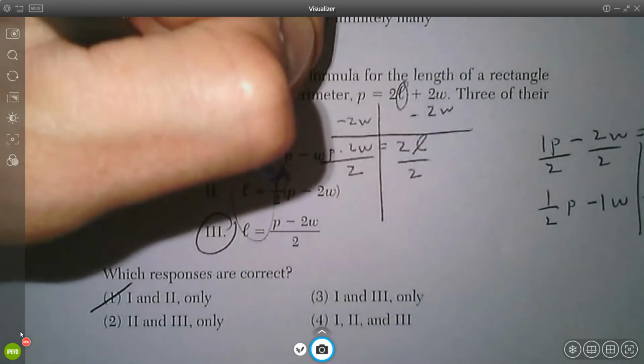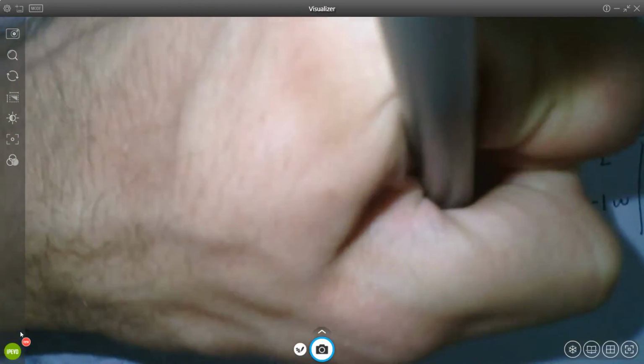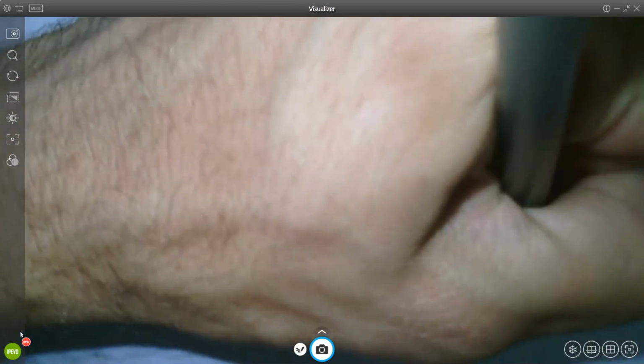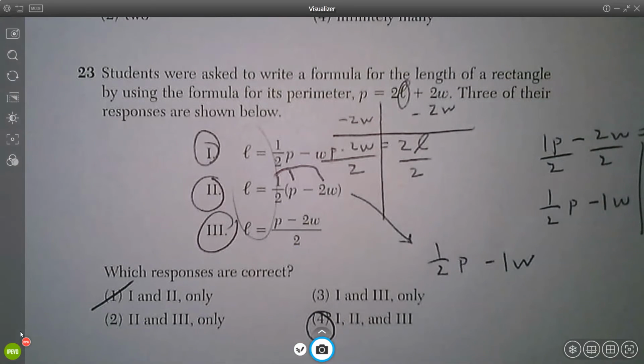And for choice 2, if you go ahead and distribute, 1/2 times P is 1/2 P. 1/2 times negative 2 is negative 1. And we just got that. So that is also correct. So that's going to be choice 4.